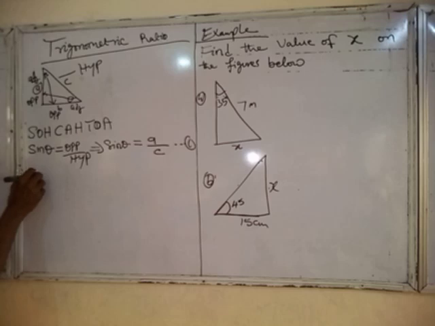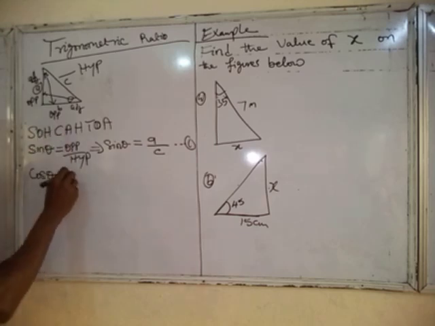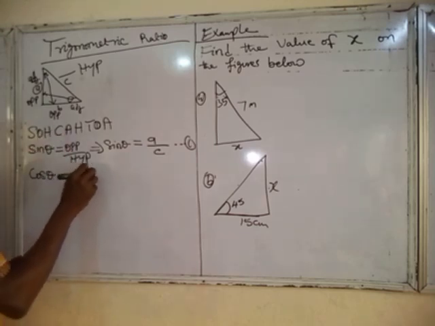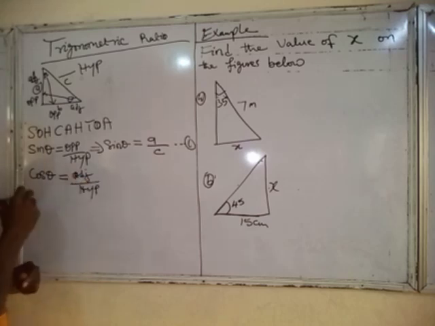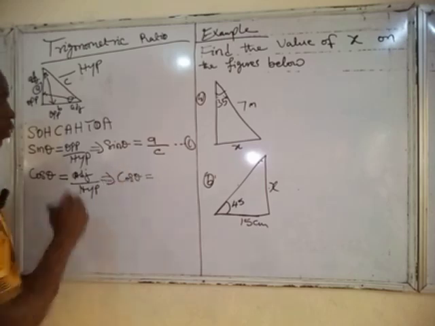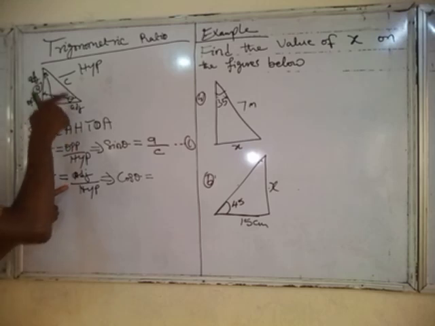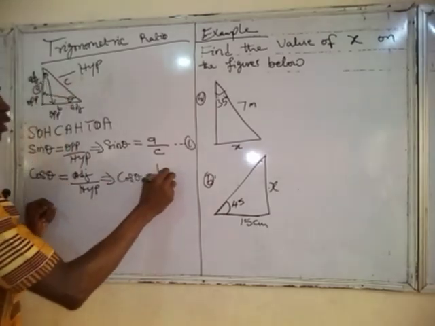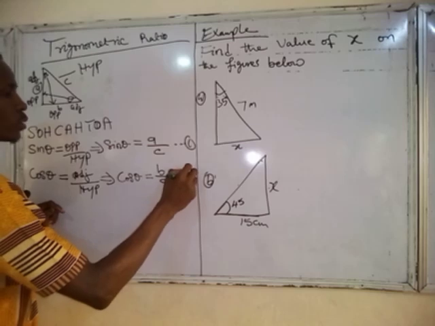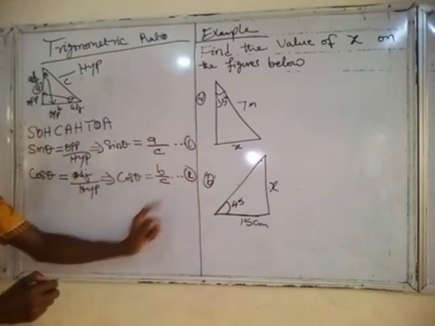This one is cos theta, of course we are flowing with theta first, equals adjacent over hypotenuse. So this implies that the cos of theta is equal to, this is the adjacent and this is the hypotenuse, so it becomes B over C. This is the ratio 1 and this is ratio 2.